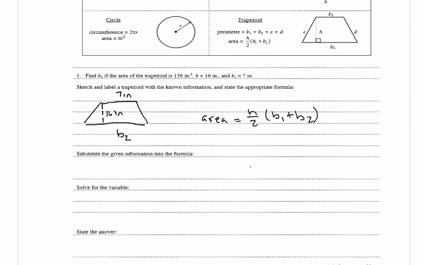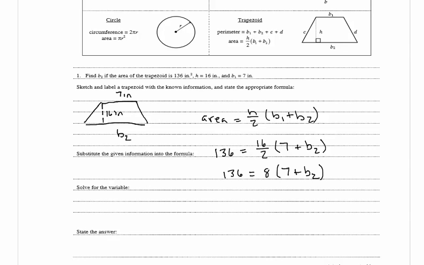And now it says substitute the given information into the formula. So we know the area is equal to 136 inches squared. We know that the height is 16. So we have 16 divided by 2 times B1, we know is 7, plus B2 is our unknown. And now they want us to solve for the variable. 16 divided by 2 is 8, so I have 136 is equal to 8 times 7 plus B2.